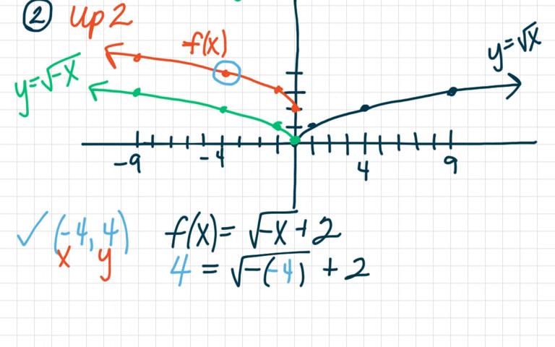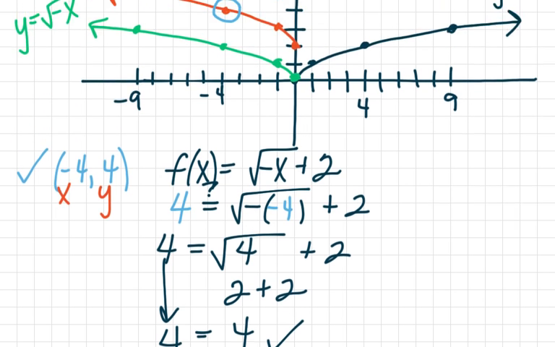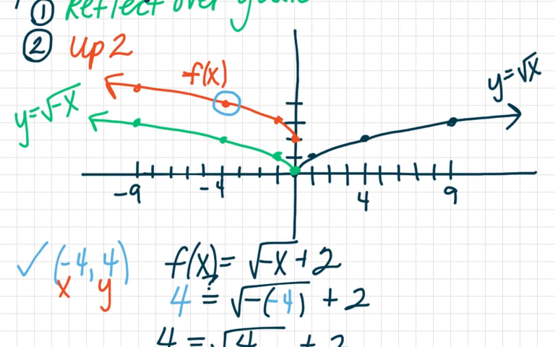We're just asking ourselves whether this is true. You can put a question mark over the equal sign and compute this and see if it gives you a true statement. Inside the square root, we have a -(-4), which is just going to be 4. So we have the square root of 4 plus 2. Indeed, that gives us 2 plus 2, which is 4. Yes, 4 equals 4, so it checks out. So it looks like our graph is indeed correct. That's a reflection over the y-axis and a shift up 2.